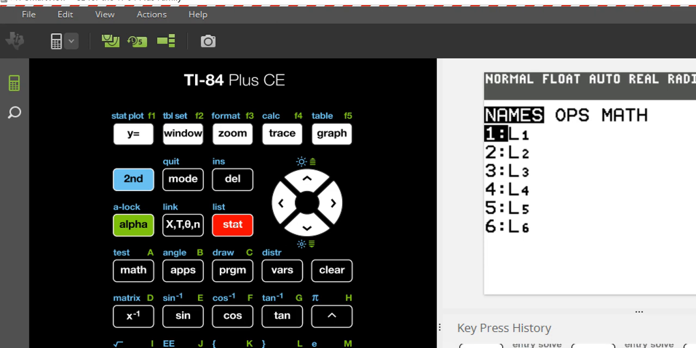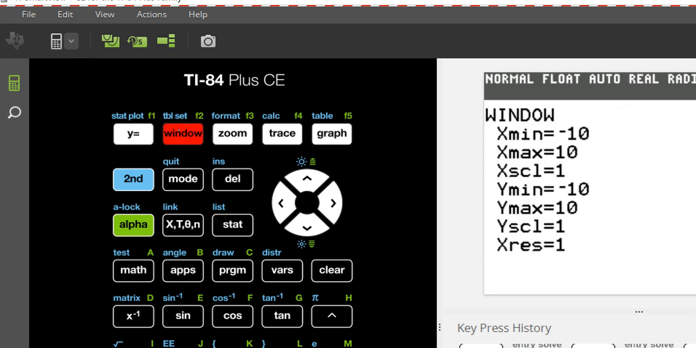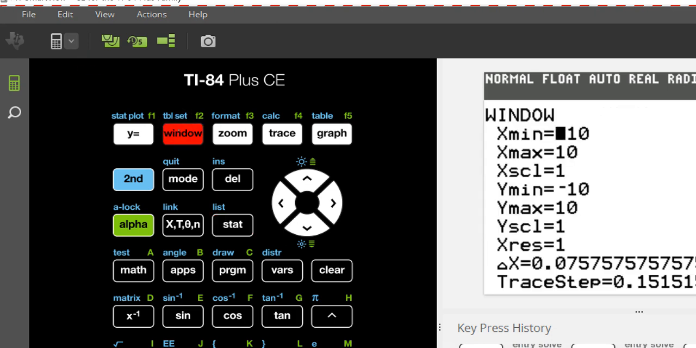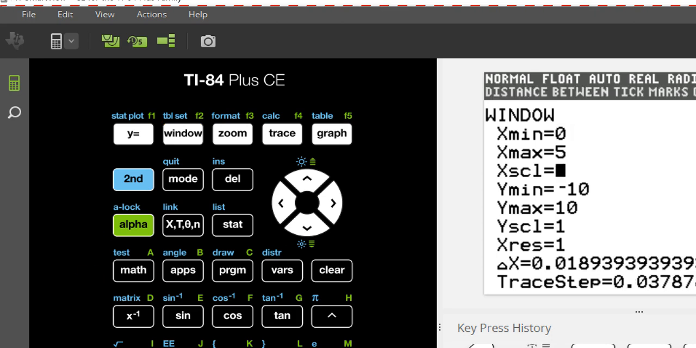All right, so let's go back to window, because this is certainly not the window that I want. My minimum x is 0, my maximum x is 4, so I'm going to go 0 to 5. Is it okay if I have an x scale of 1? In this case, I think so. What do I want my y minimum to be?